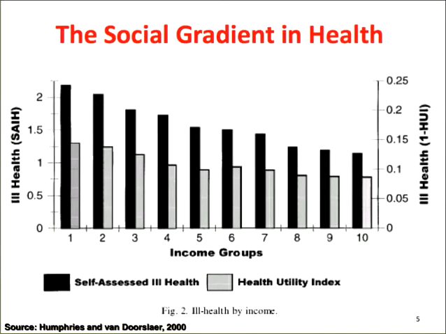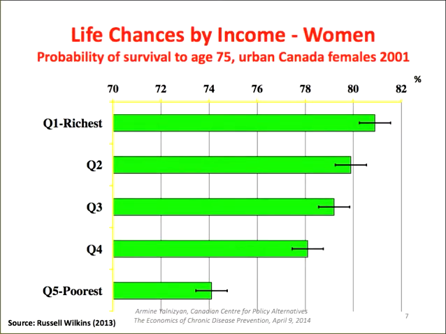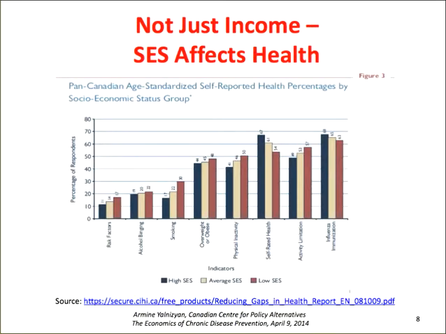And we'll see that life chances by income are also better. Your probability of surviving to 75, the age of 75, if you're living in a big city in Canada, amongst men are better if you're rich. Same with girls. These are the most recent data that we've got. And it's not just income, as I mentioned, other social economic factors. For example, your education in particular, but also where you live affects your health. So where you live affects your health.